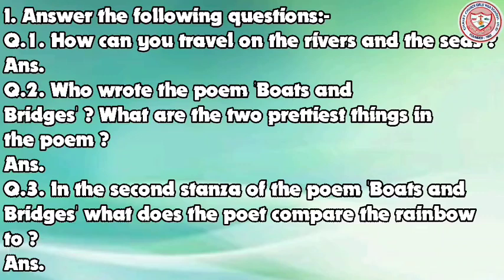Now next one, question number 3. In the second stanza of the poem Boats and Bridges, what does the poet compare the rainbow to? The answer is, the poet compares the rainbow to a bridge. The rainbow builds a road from the earth to the sky.